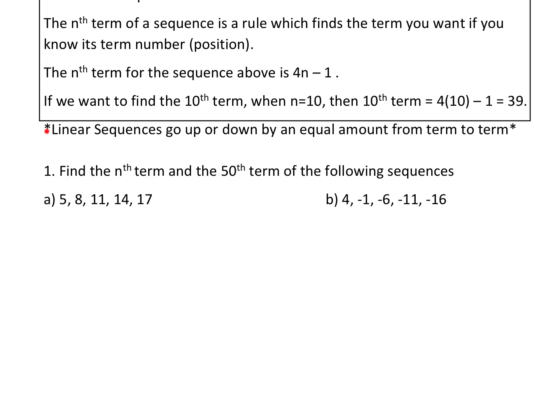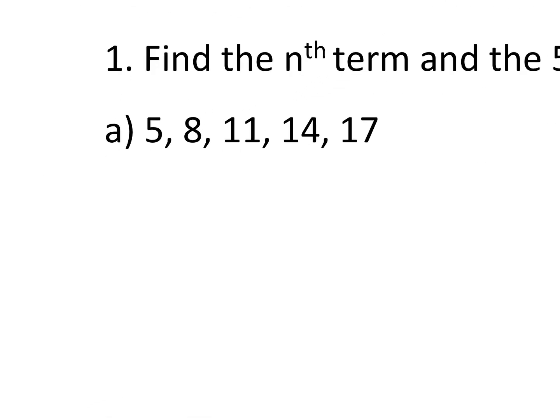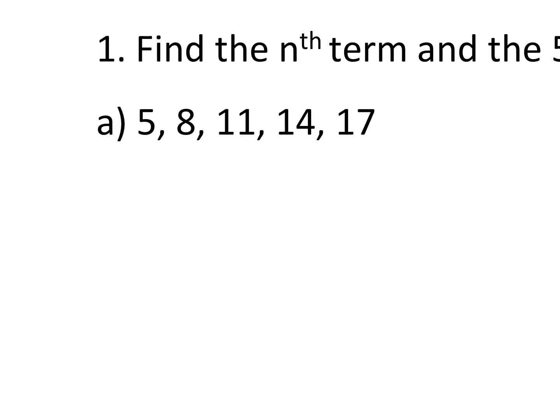Now just to clarify, linear sequences go up or down by an equal amount from term to term. If they change the amount they go up or down by, it's non-linear. So example 1, we have to find the nth term and the 50th term of the following sequences. Now, lots of different ways you could be taught this, so I'm just going to show you one possible way. If you like it, great. If you don't, maybe see your teacher.